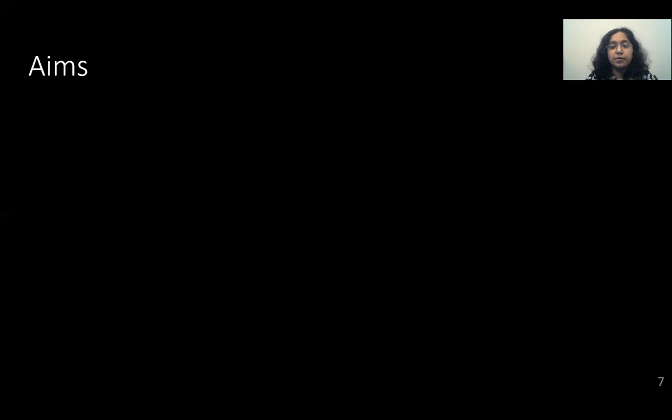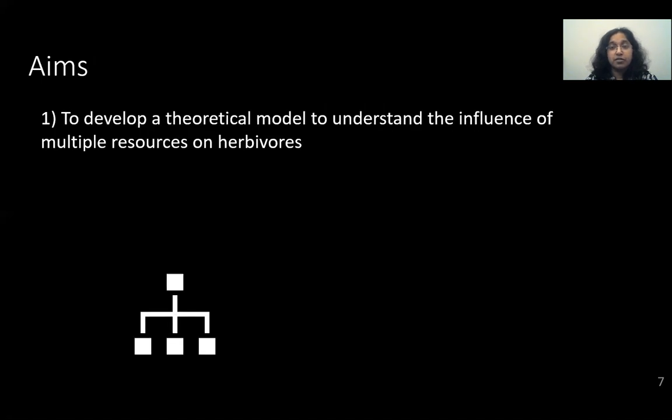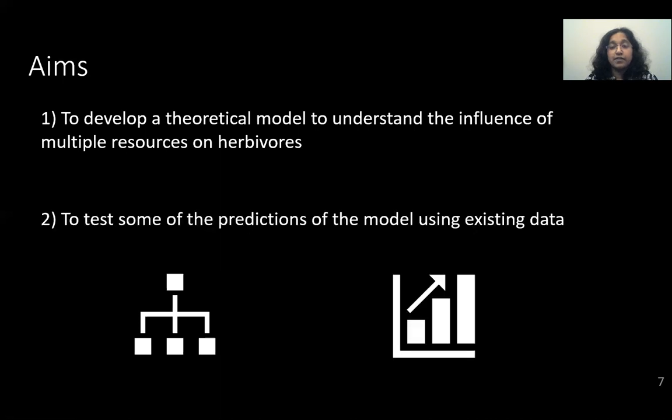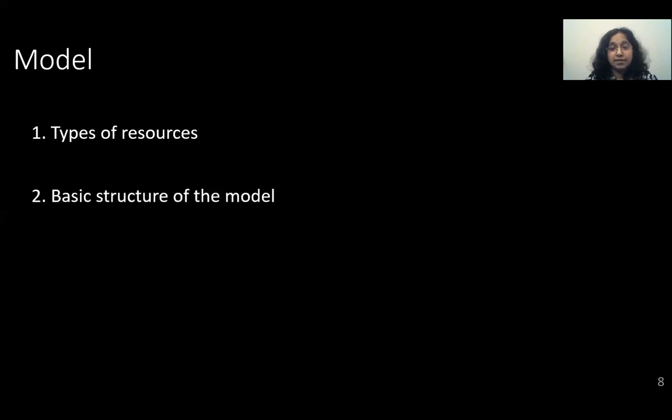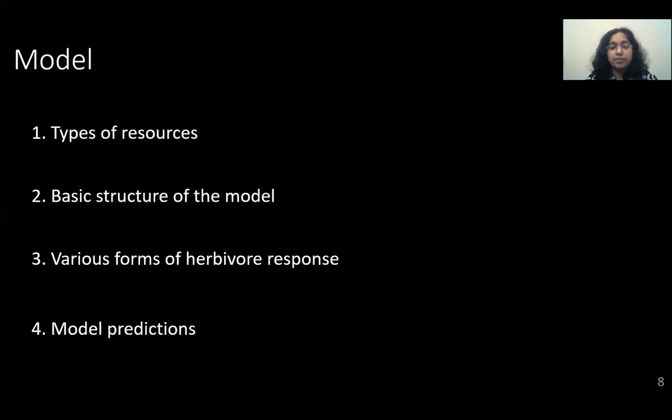Therefore, we develop a theoretical model to understand the influence of multiple resource limitation of plants on herbivores. We will then confront the model predictions with some existing data. For the model, I will first describe the different categories of resources that we consider, followed by the basic structure of the model. I will then discuss a few potential scenarios of herbivore response to plant biomass and resources, and end with model predictions and supporting data.